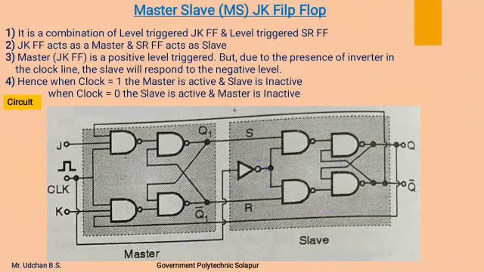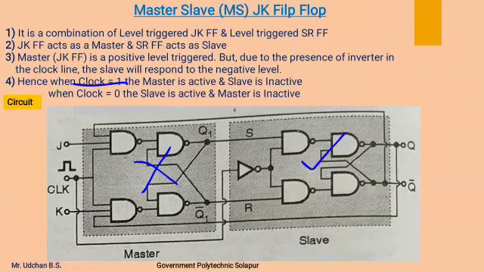So when clock is 1, then master is active, whereas slave will be inactive as it receives clock 1, whereas when clock is 0, the master is inactive as it is positive level triggered, whereas slave is active as it is negative level triggered.